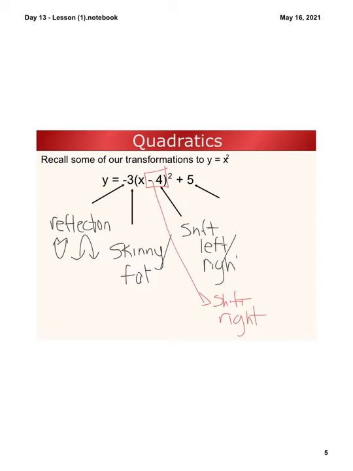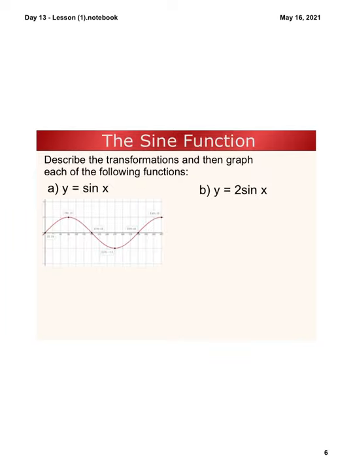There we go. And then this last +5 here tells us if it is a shift up or down. Since it's a +5, it means that it's been shifted up 5. Thinking about those transformations in our parabolas, we can do the exact same thing if it's a sine function.